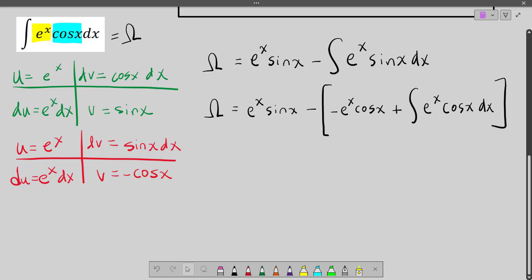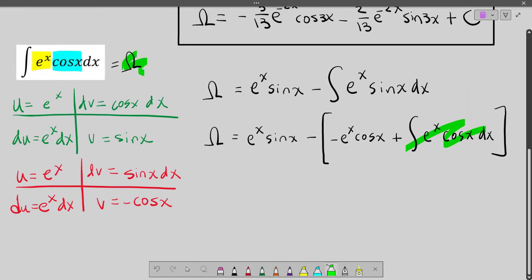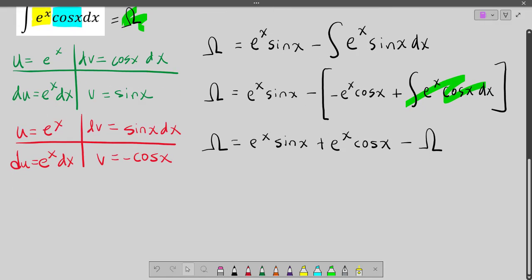And what do we notice? This integral right here matches omega. That is omega, or whatever symbol you use to represent it. So this will end up looking like, once I distribute this minus sign, minus omega. So that is our simplified result, once we evaluate all the integrals and replace the integral with omega.